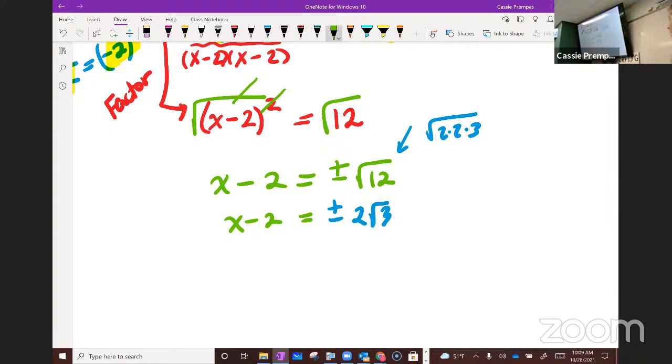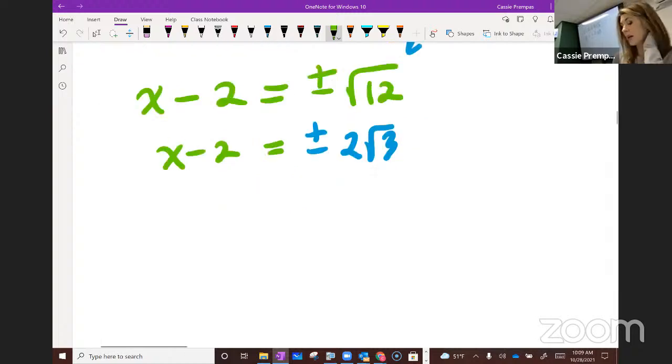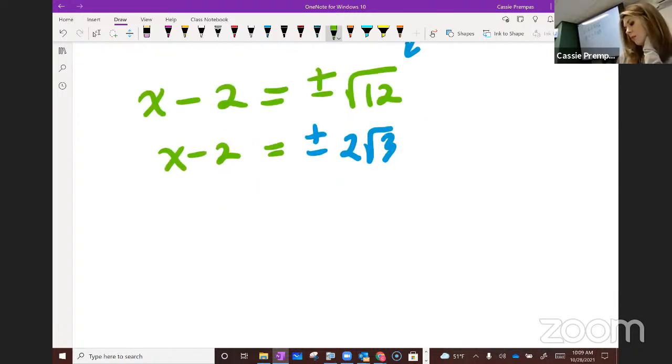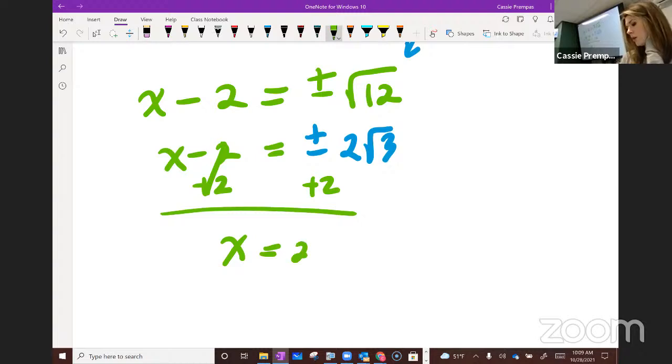Awesome. Okay, now last thing I have to do is get x by itself. So what undoes a minus? Plus, so I'm going to plus 2. Those are not like terms, so I'm just going to leave that as 2 plus or minus 2 root 3. I know that that's two solutions. That's 2 plus 2 root 3 and 2 minus 2 root 3, but I could just represent it as 1.